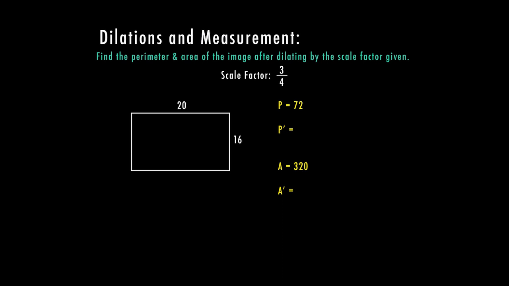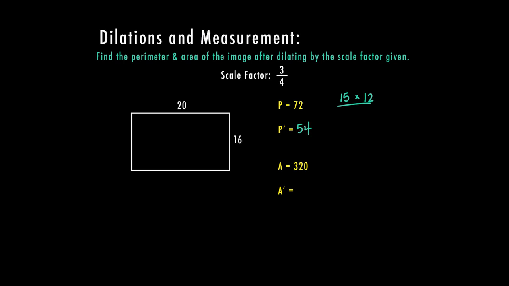So either way, I'm going to end up with 15. So 15 by, same thing with 16, divide by 4 times 3 is 12. So 15 by 12 is my new image. If I want to find the perimeter of my new image, I can add everything together. So 15 times 2 is 30. 12 times 2 is 24. So my new perimeter is 54.